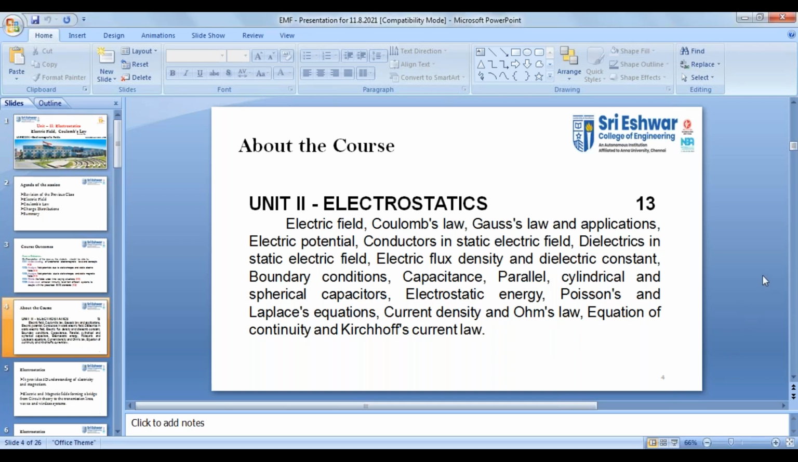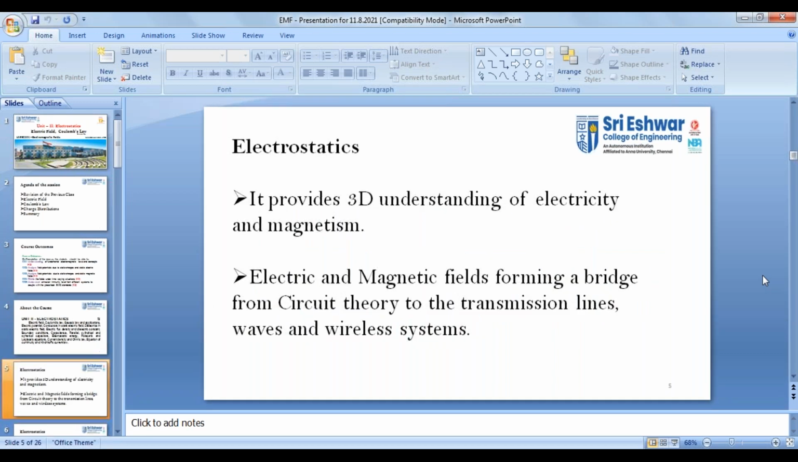Let me go to the next slide. First we will start with what electrostatics is.